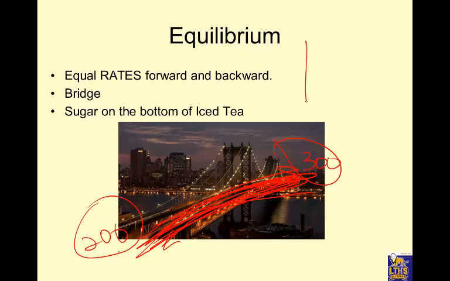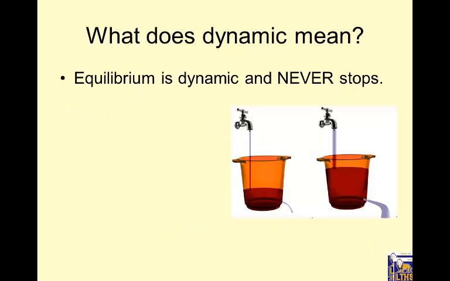If you have your iced tea, I love iced tea, and you've got sugar on the bottom that's not dissolved, technically, some of the dissolved sugar is precipitating at the same rate that some of the solid sugar is dissolving. It's called equilibrium. So what does dynamic equilibrium mean? Equilibrium is dynamic. Dynamic means change. So at equilibrium, there's change going on, and that change never stops.